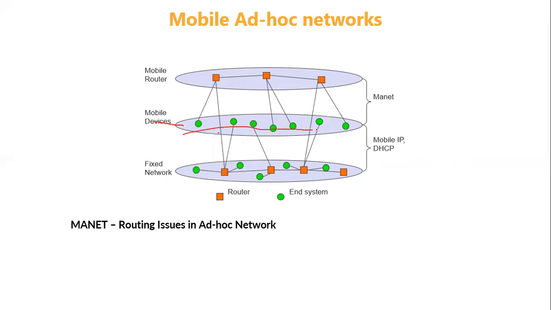But an ad hoc network will not have any fixed infrastructure. They can directly communicate among themselves through some mobile routers. So there will be routers, but these routers also can move. These are called mobile routers. By that, the ad hoc network will be able to communicate with the fixed network also.